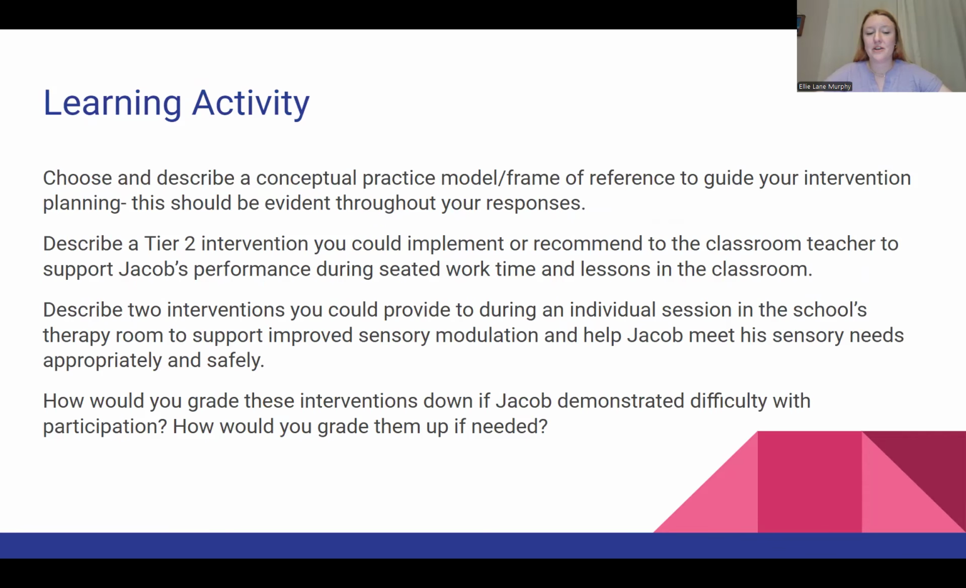So pause here and look at these prompts, but I want you to choose a conceptual practice model, describe a tier two intervention for the client on the previous slide, and describe 2 direct interventions, so those tier 3 interventions that you could provide to him that would help him, and then describe how you would grade them up or down as needed.